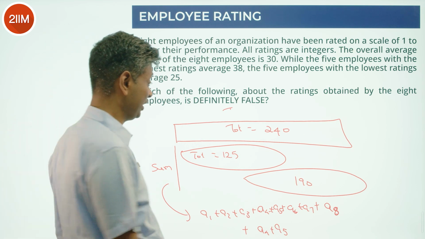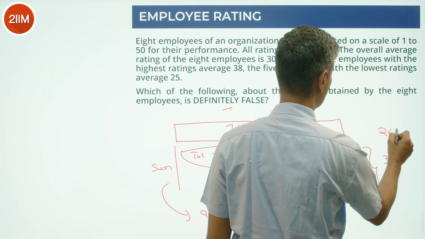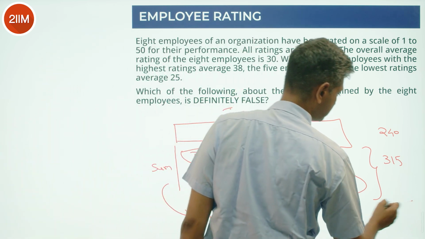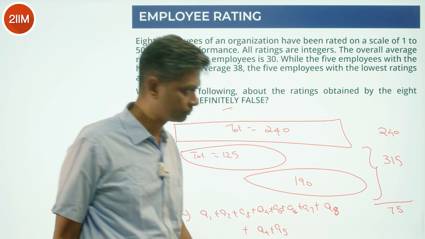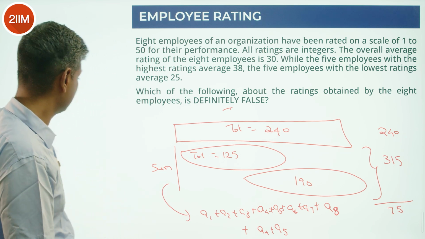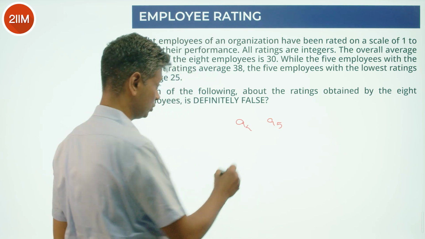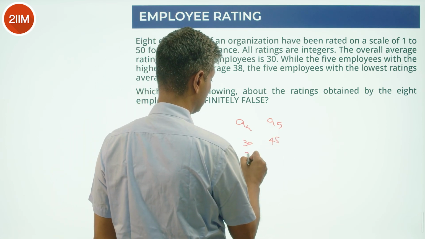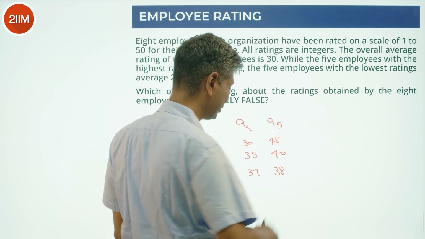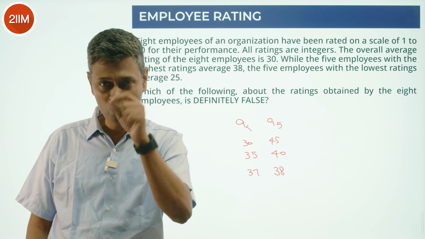125 plus 190, this sum is 315. All 8 put together is 240. Quite beautifully, we've got the middle two adding up to 75. Brilliant, super useful. Why? I'll tell you. Middle two is 75, A4 and A5. Their sum is 75. So it could be 30 and 45, 35 and 40, 37 and 38, something like this. Except beautifully, it's not something like this. It is uniquely one thing.